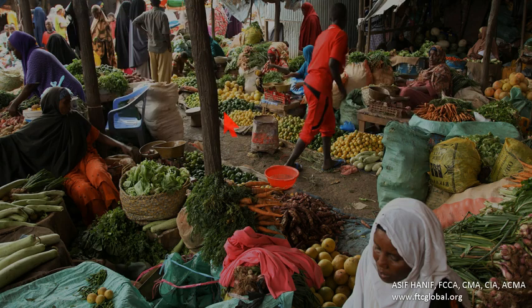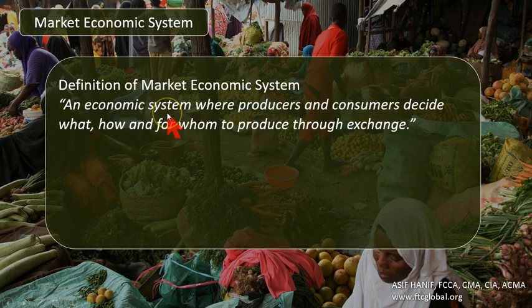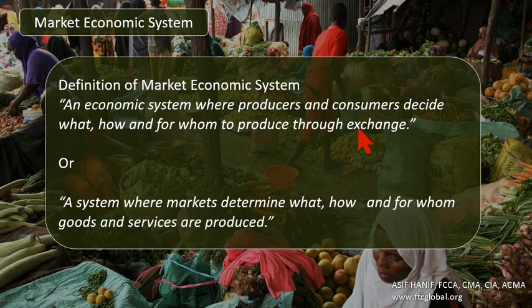All right, so first we need to define what is market economic system. Market economic system is an economic system where producers and consumers decide what to produce, how to produce, and for whom to produce through exchange, of course, between producers and consumers. Or simply, a system where markets determine what to produce, how to produce, and for whom to produce goods and services, who would be the recipient of the goods and services. So this is how you can simply define the market economic system.